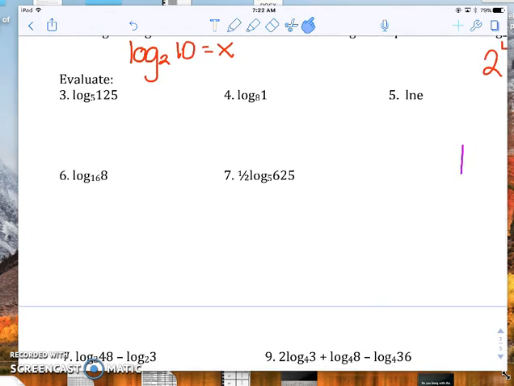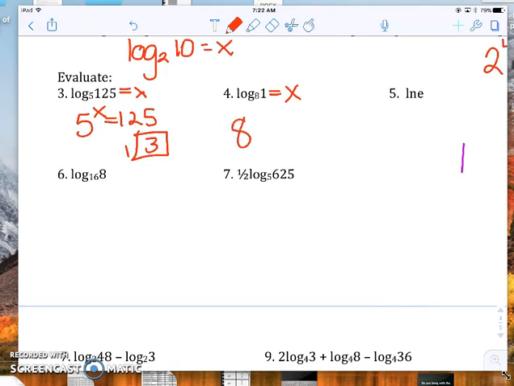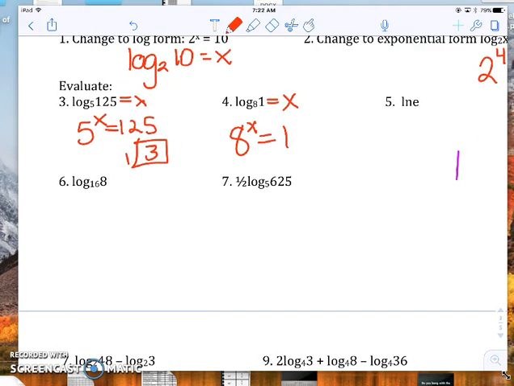And now we're asked to evaluate. So without a calculator, let's set this equal to x. So 5 to the x equals 125. Well, we know that would have to be 3. This next one equals x, so 8 to what power gives us 1? Well, we know that that is 0.